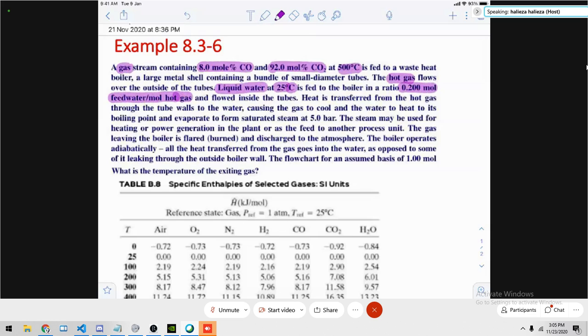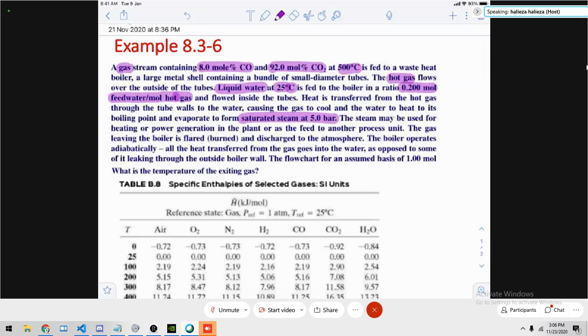That's the ratio. Heat is transferred from the hot gas to the water, causing the gas to cool down and the water to be heated up. Now the water is going to come out as saturated steam at 5 bar. The steam may be used for heating or power generation.